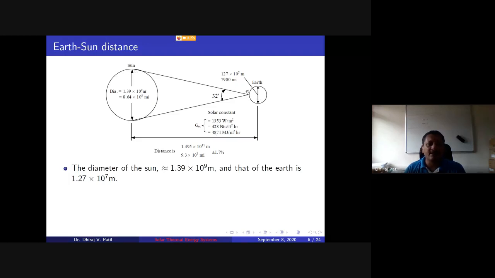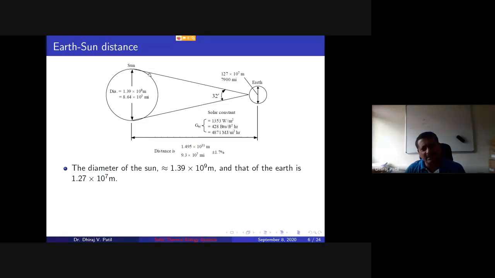And the diameter of the Earth is also smaller than the sun. Because of this large distance, if you take a point on the surface of the Earth and look at the diameter of the sun from here, the sun will subtend an angle of 32 minutes.